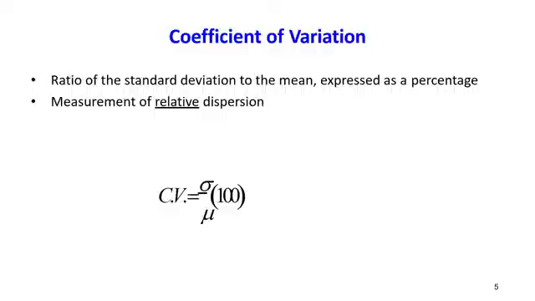And then finally, the last one is the coefficient of variation. This is one single measure which considers both the standard deviation as well as the mean. It is the ratio of standard deviation to the mean, which will give you the overall picture of the relative dispersion of your data. It is expressed as a percentage when you multiply that ratio by 100.